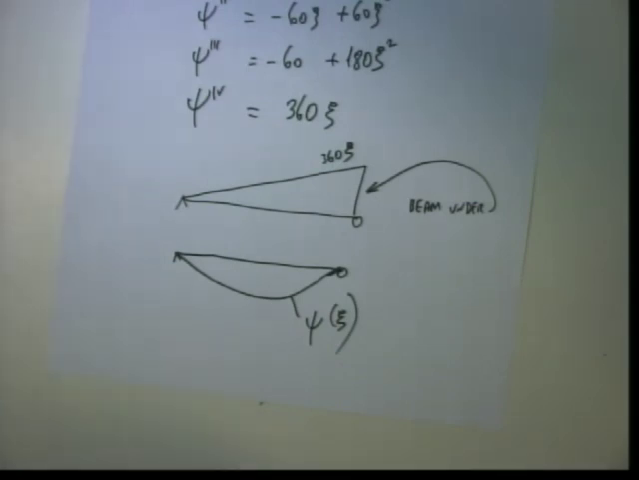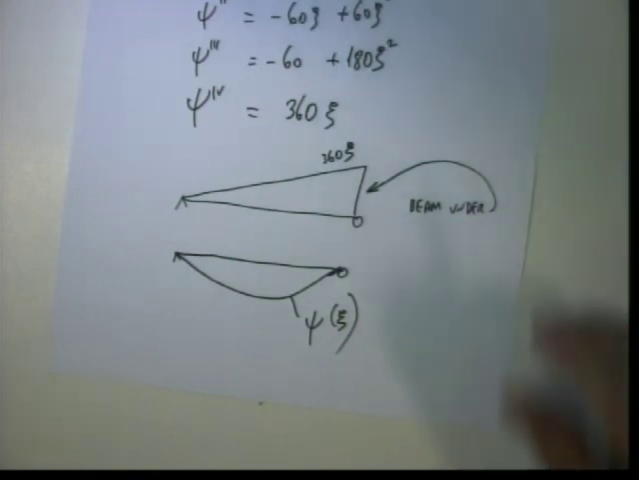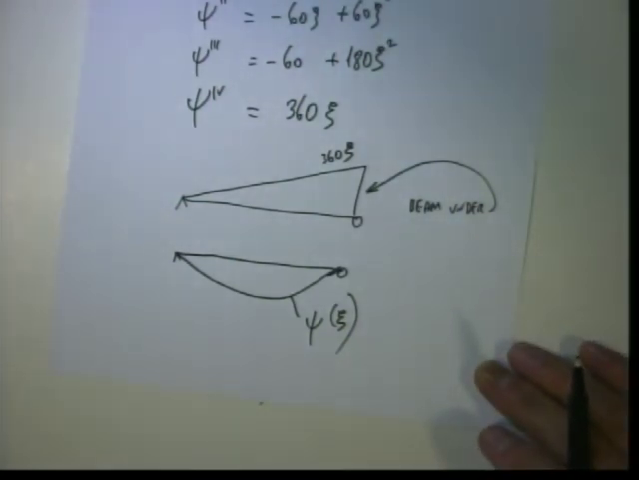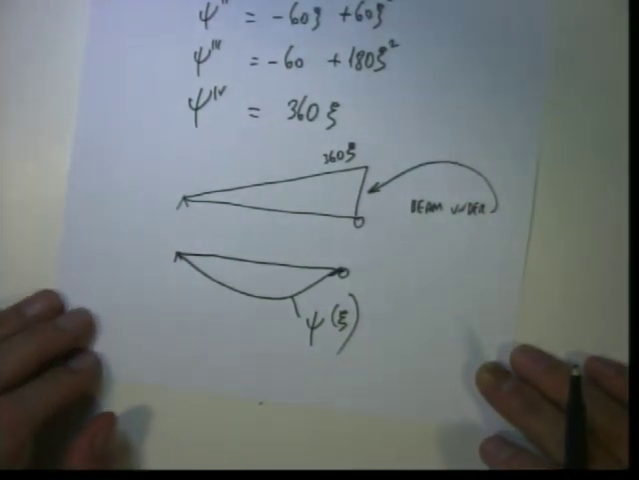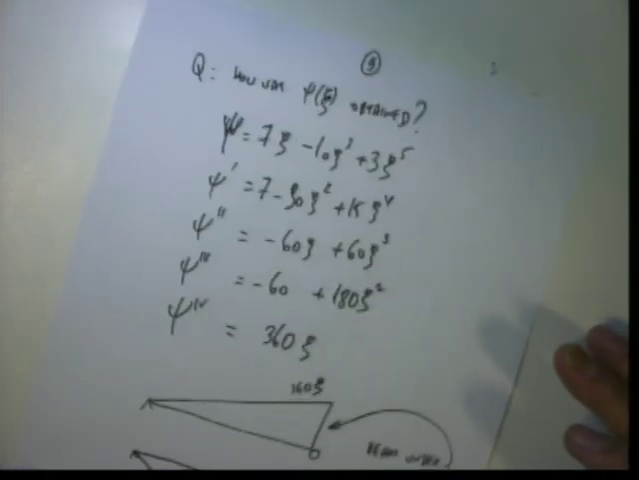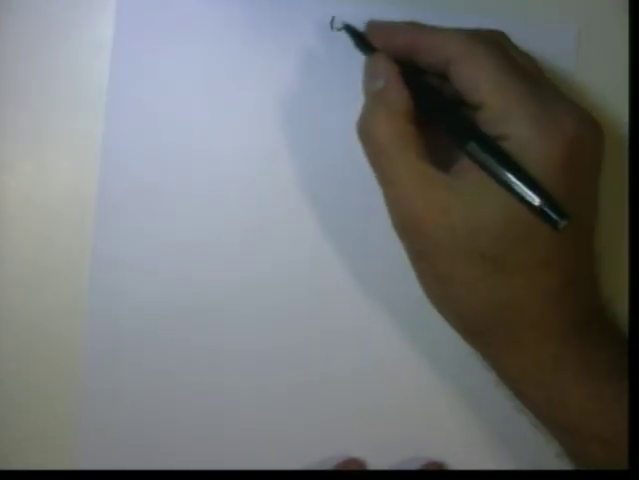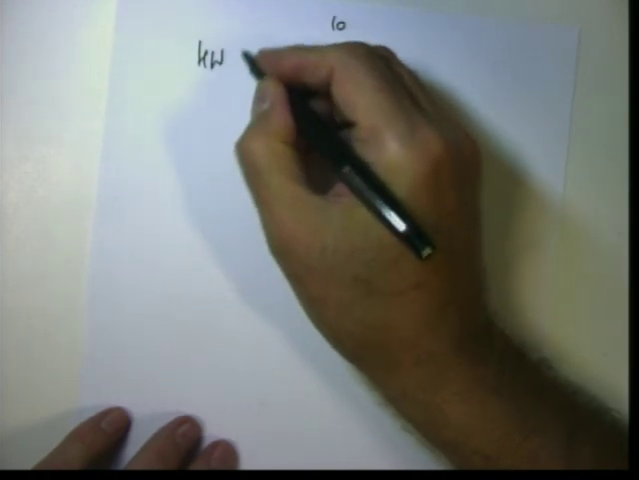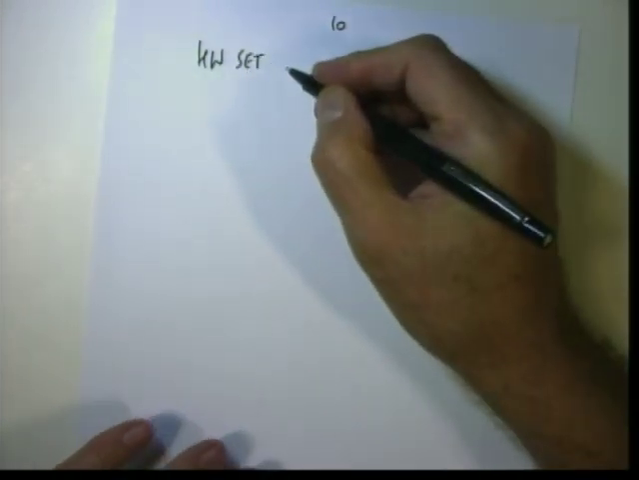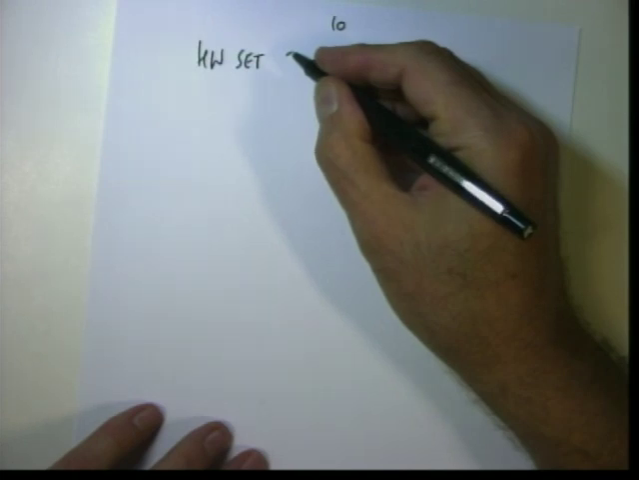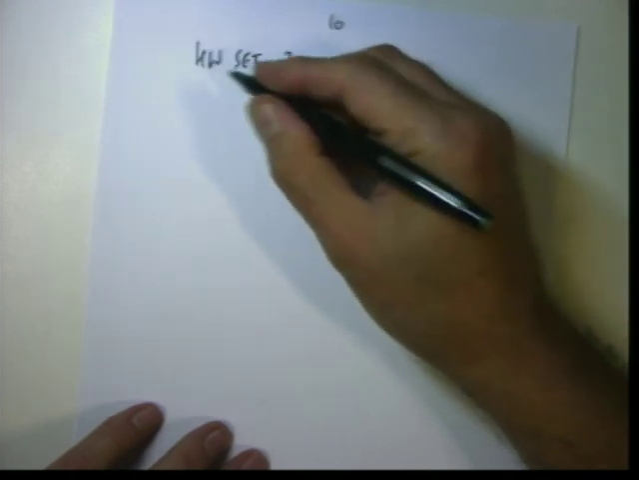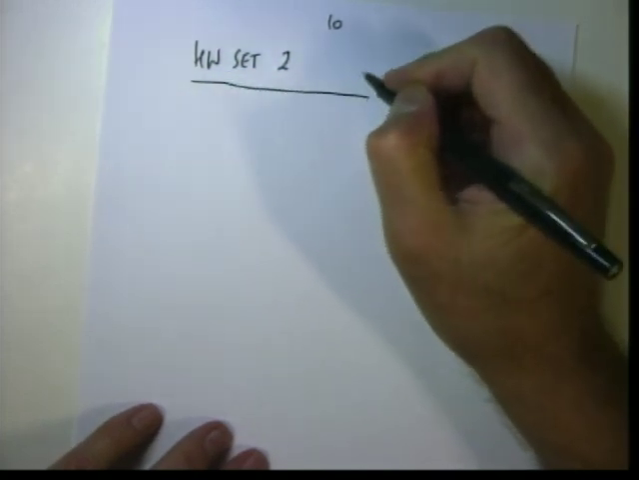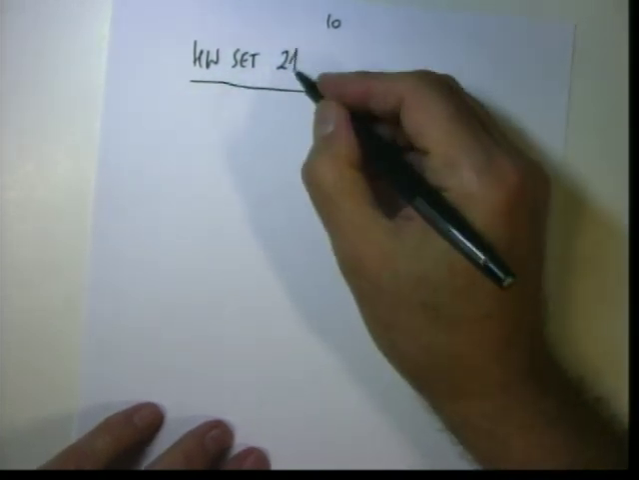Now this gives me an idea for the following homework. Okay, let us work together, in the beginning at least. Homework set. What is the set number? 21. Okay.